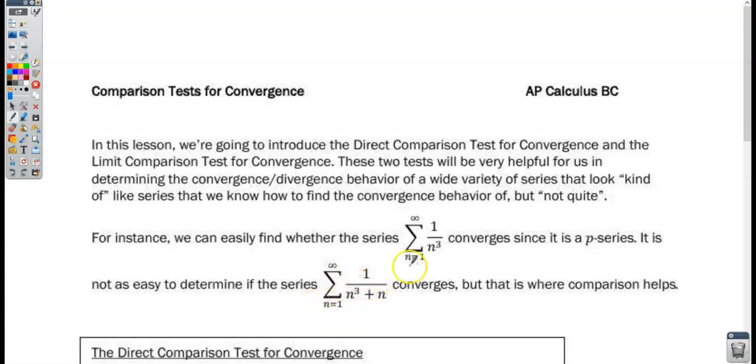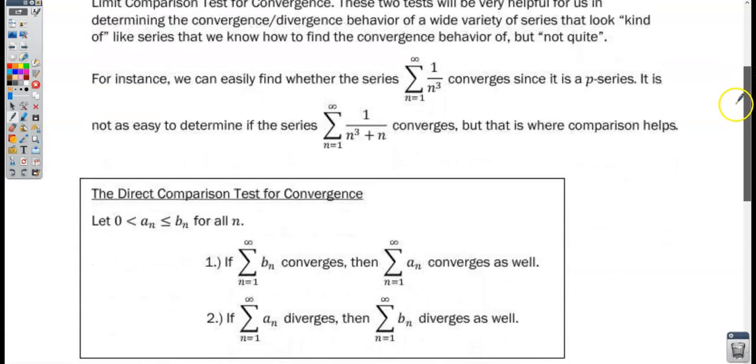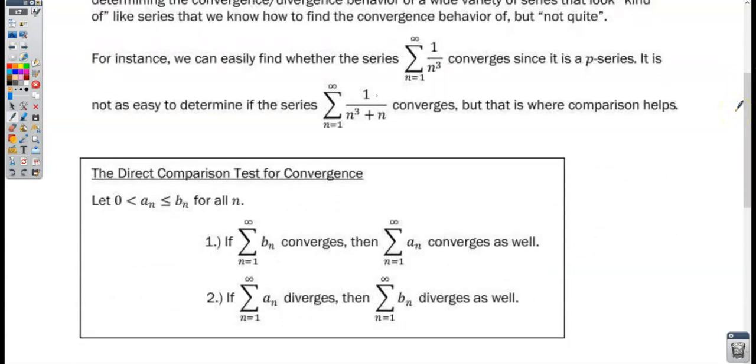It looks very close, but not quite the same as the sum from 1 to infinity of 1 over n cubed. But by using a comparison test, I can show that these two series have the same kind of convergence behavior. This one's really easy to decide whether it converges, and so by using comparison, we can then decide that maybe this one converges. Okay, so let's introduce you first to the direct comparison test and a few of my thoughts on that. All right.